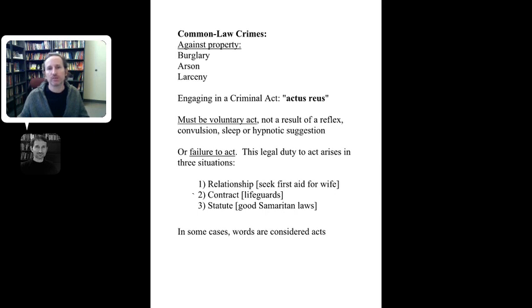The second type of failure to act could be if you don't abide by a contract. Some of you, I imagine, have worked as lifeguards in the past. So you were then under contractual obligation to save people in a swimming facility. At one point in my life, I worked with developmentally disabled people, and I was required to take CPR classes and first aid classes.